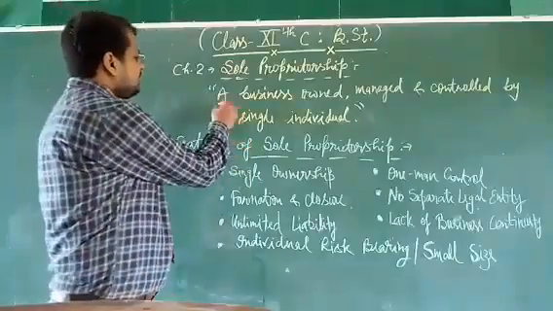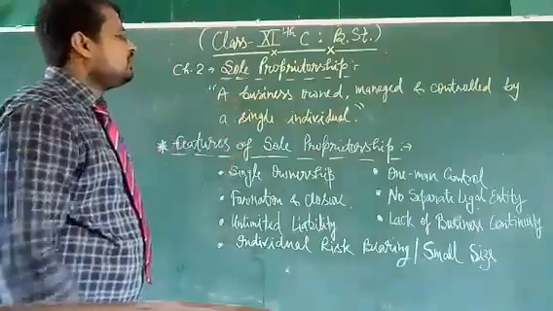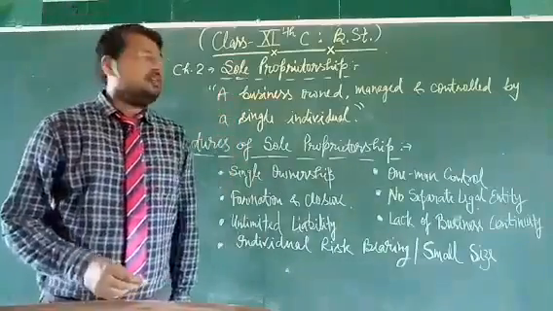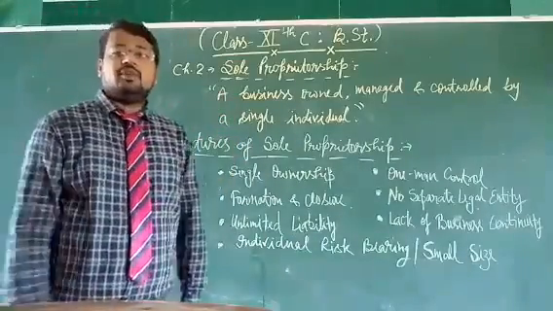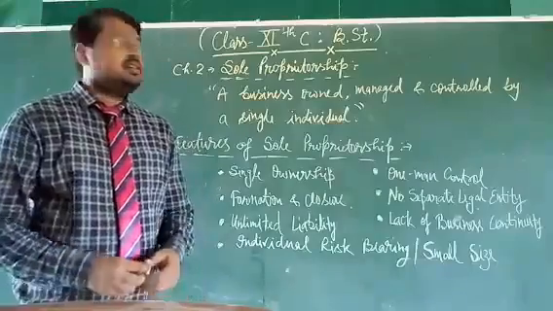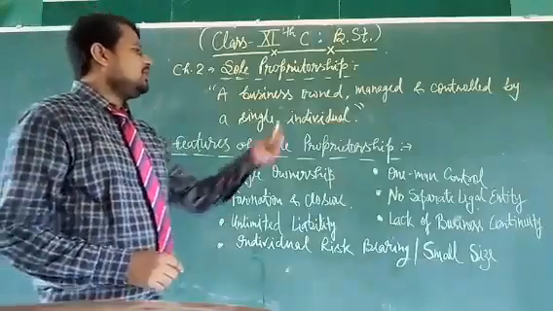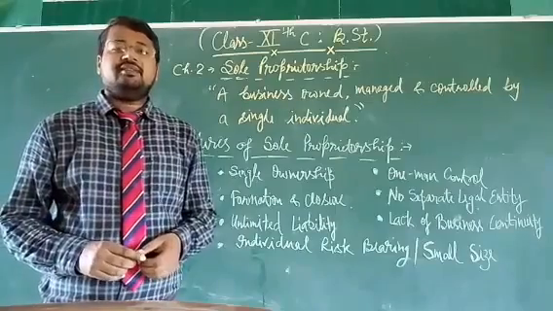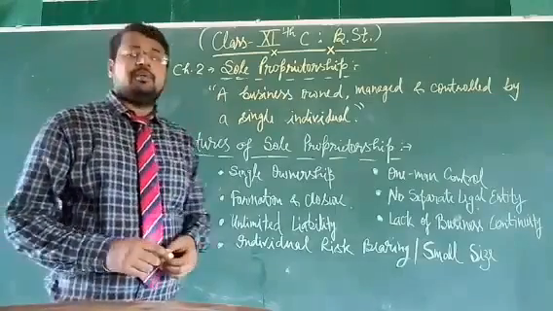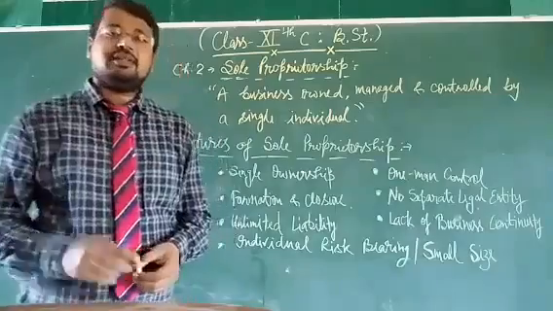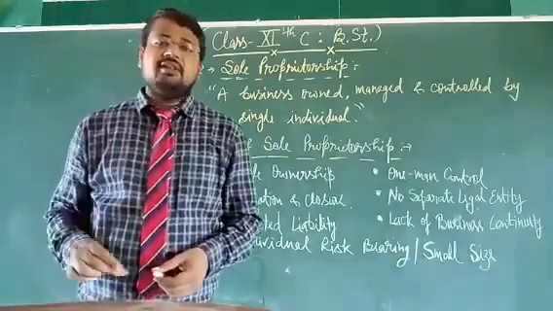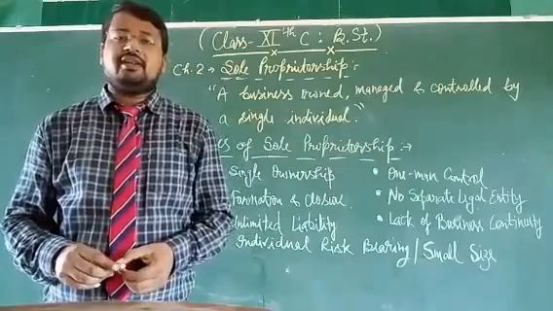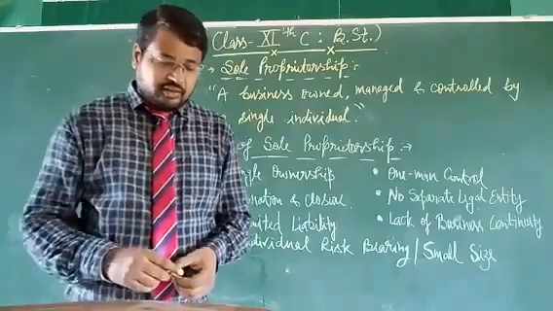The definition that is marked over here is: a business owned, managed, and controlled by a single individual is called sole proprietorship. So the definition is clearly saying that the ownership, management, and control of that business lies in the hand of a single person, who has the sole responsibility, sole decision making, control, and direction of that business.